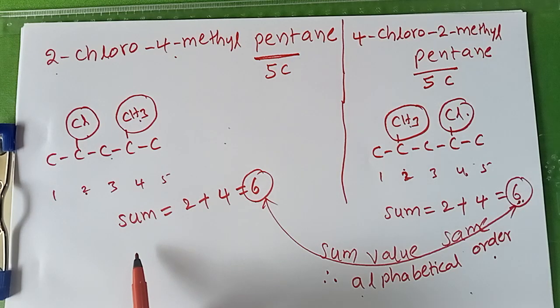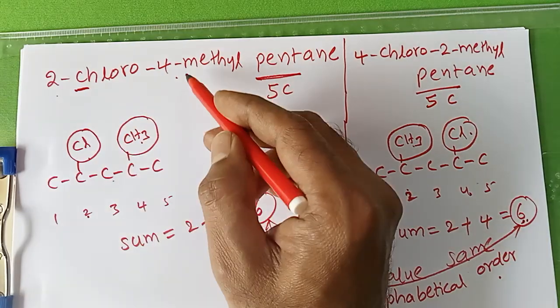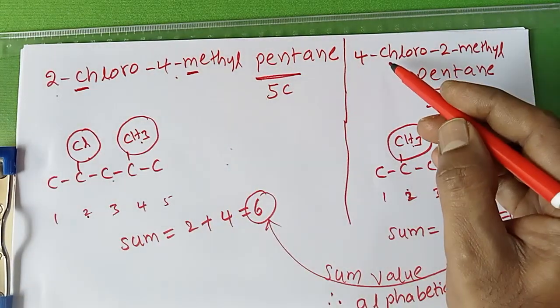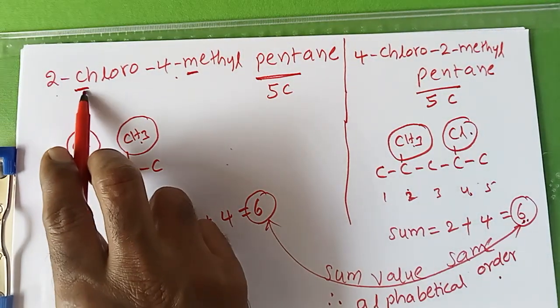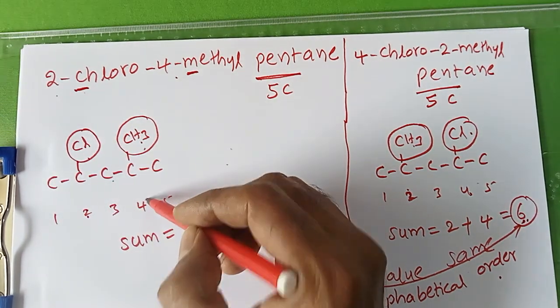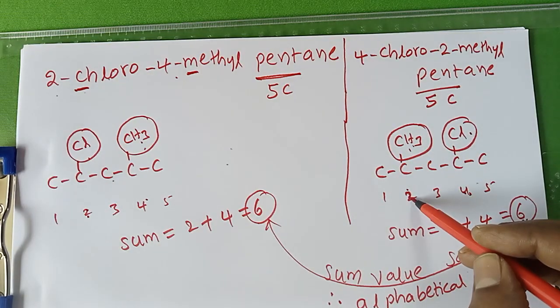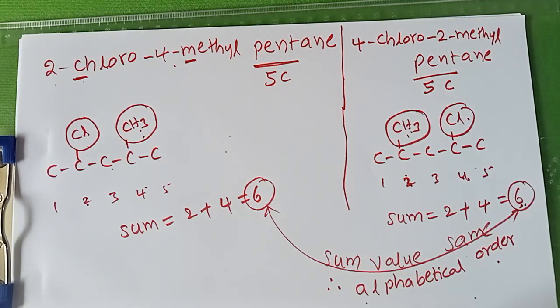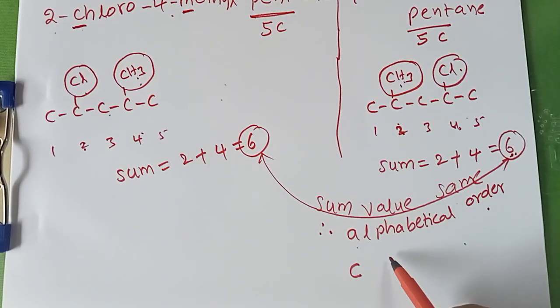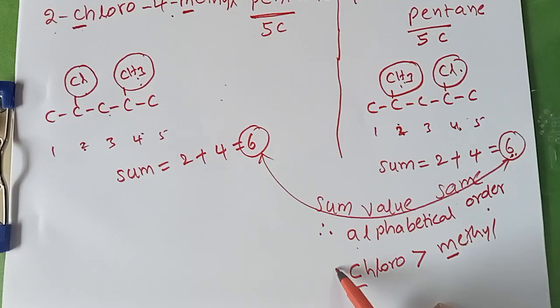According to alphabetical order, chlorine, what is the first letter of chlorine? C. Methyl, M. Here chlorine is at which number? Numbering 2. Methyl at 4. Here chlorine at 4, methyl at 2. According to alphabetical order, which comes first? C. Chloro, C first. Then compare to methyl, M.